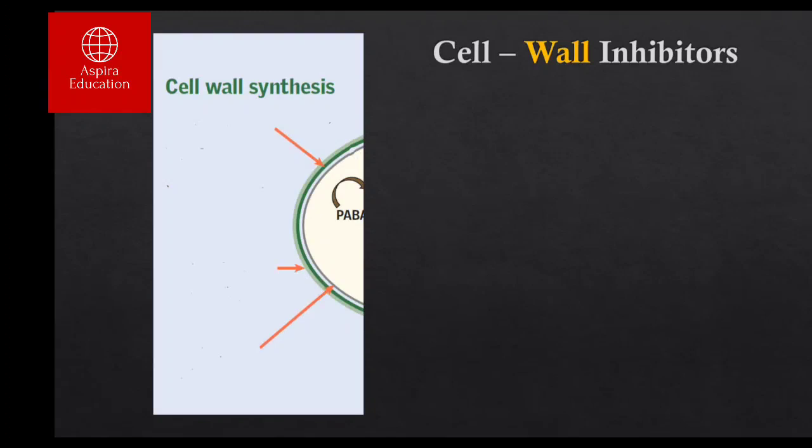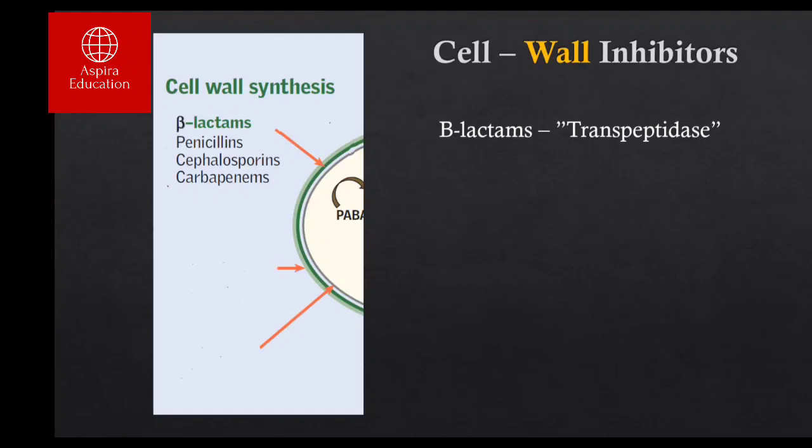The antibiotics which target the enzyme involved in peptidoglycan synthesis are the beta-lactam antibiotics, which include penicillins, cephalosporins, and carbapenems. Their target is the enzyme involved in peptidoglycan synthesis. Specifically, the enzyme name is transpeptidase. So beta-lactams inhibit transpeptidase.